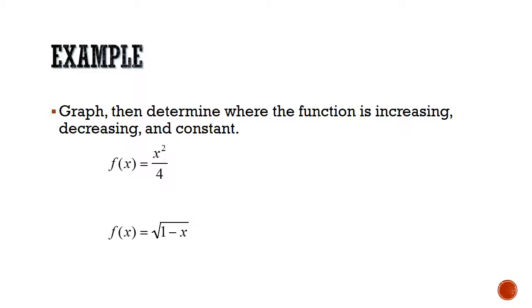For this example, you're going to graph these on your calculator, and then determine where the function is increasing, decreasing, or constant. These are going to be intervals, so you're going to give me the x values. As you look at the graph from left to right, give me the intervals for x where this function is increasing, going up, decreasing, or going down, and constant, which would be flat. Pause the recording, give this a try, and resume the recording to see how you did.